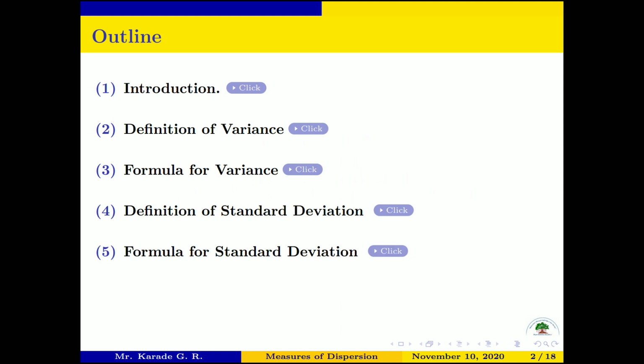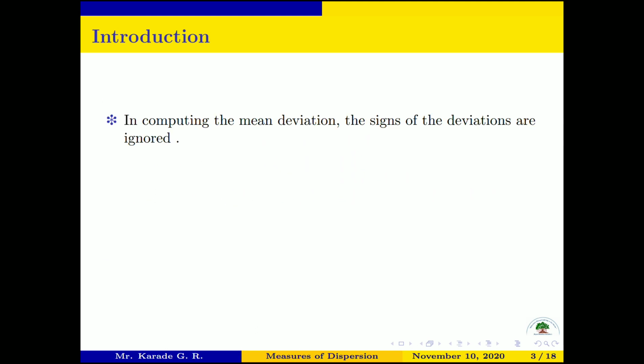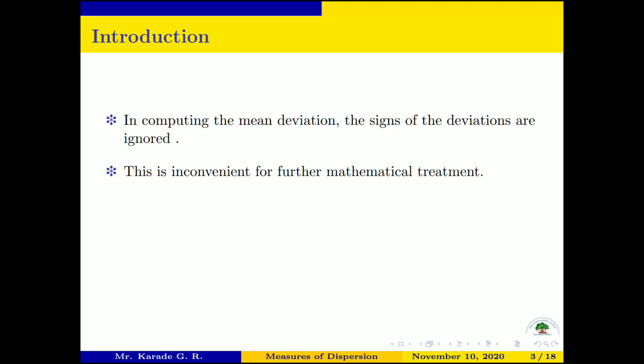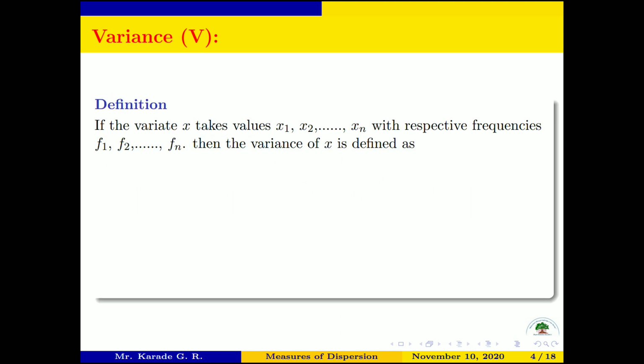In the previous lecture we defined what is meant by variance and what is meant by standard deviation, and after that we wrote the formula for variance and the formula for standard deviation. Then we solved some problems on them. So we remember that, and we see the formula for variance.